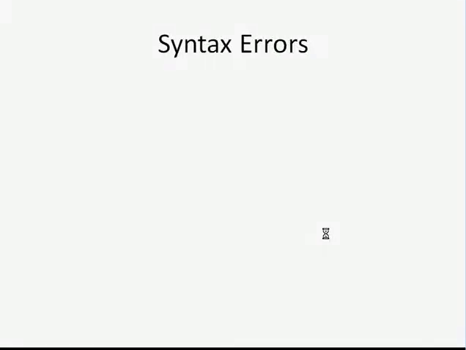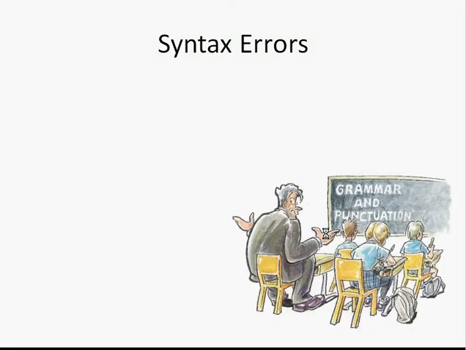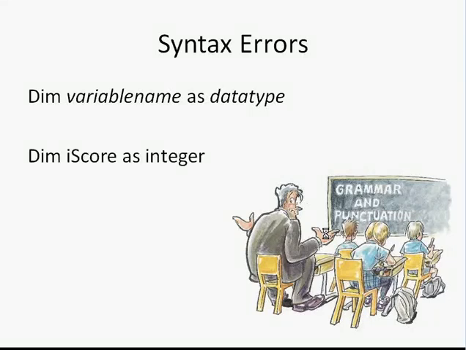What sort of errors will we get when we're testing out programming code? The first type is syntax errors. Syntax is basically the format of code as you enter it. A bit like English has grammar and punctuation and spelling rules, computer programs have syntax rules. Syntax is the grammar of any programming language. So an example is in Visual Basic 6 we would declare a variable using this syntax: dim, then the variable name, then the word as, and then the data type. So an example would be dim iScore as integer.